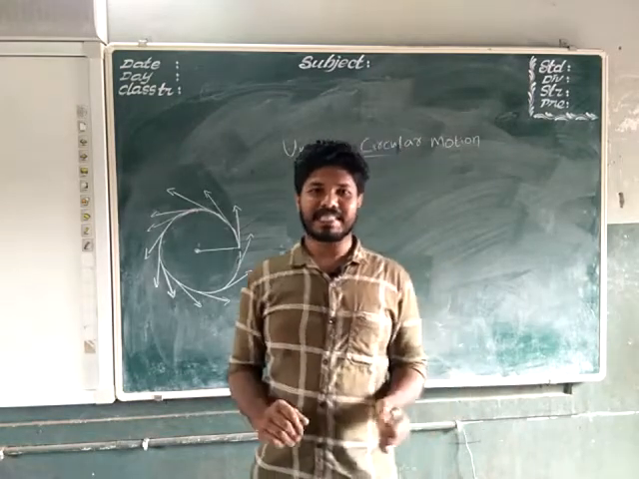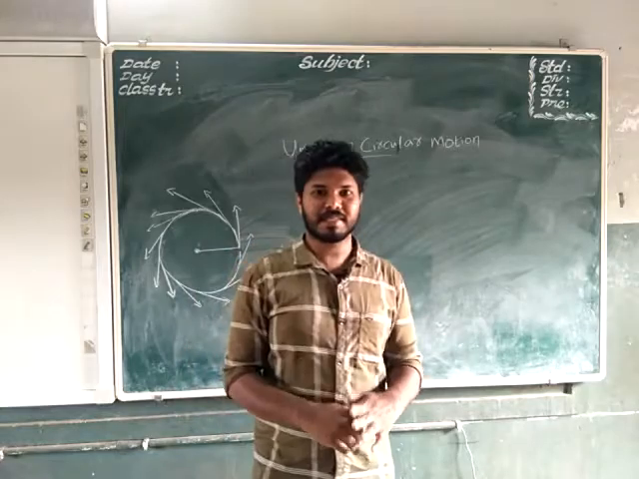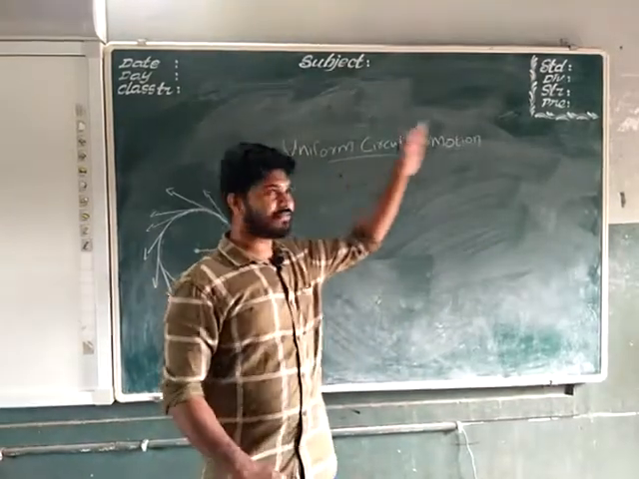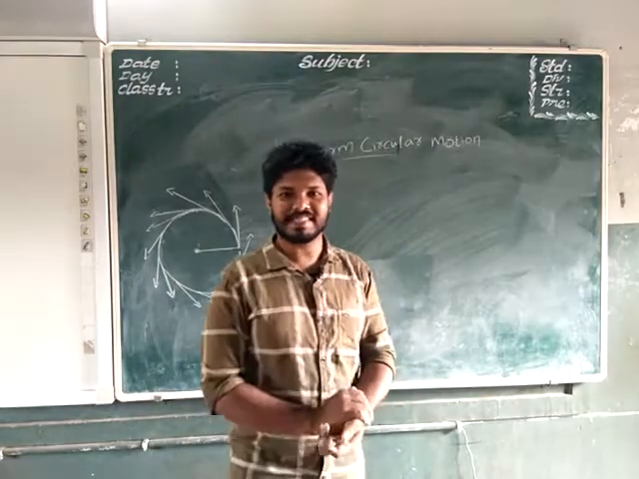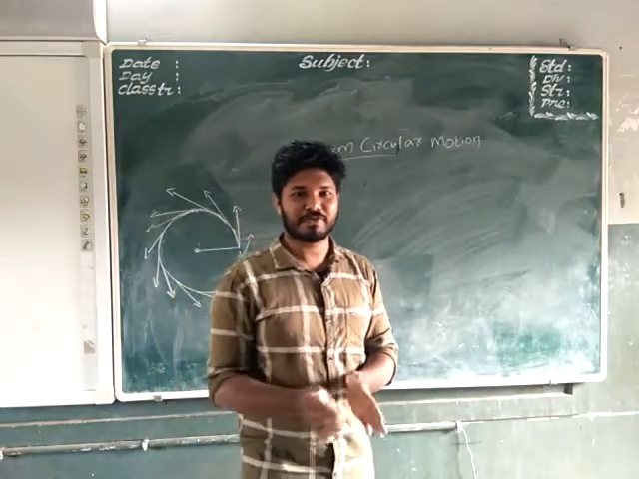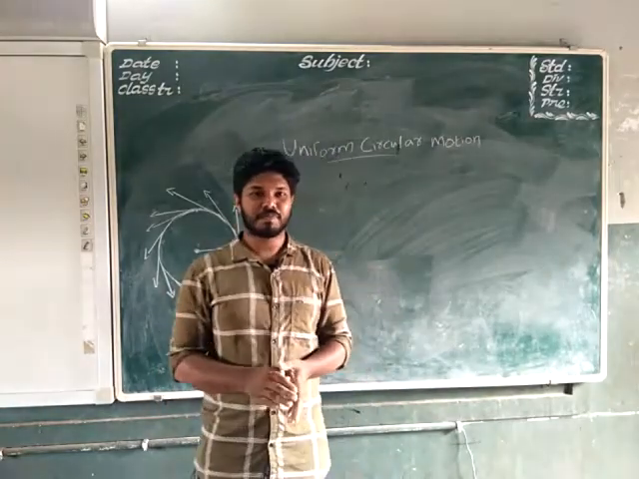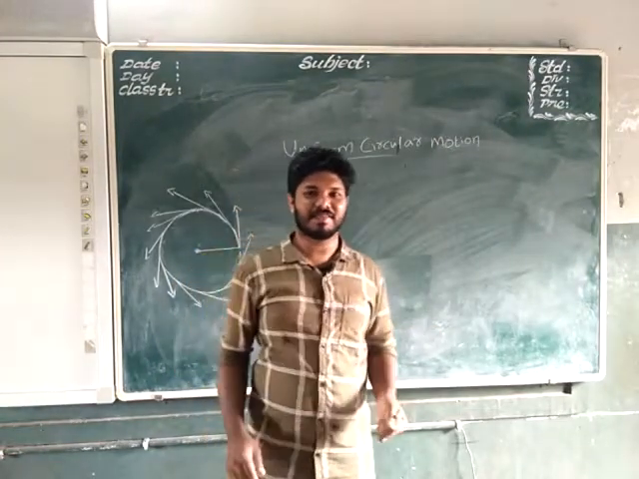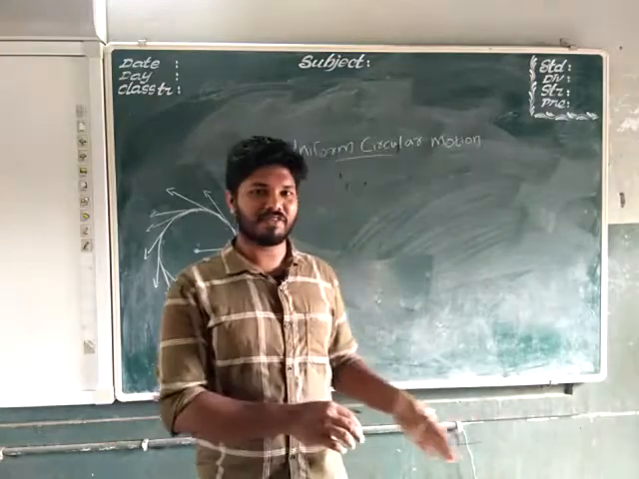Today we are going to discuss the last topic of our chapter, that is uniform circular motion. You are familiar with the word uniform motion or uniform speed, isn't it? Uniform motion or uniform speed is said to be possessed by a body if it covers equal distance in equal interval of time. Equal distance in equal interval of time.